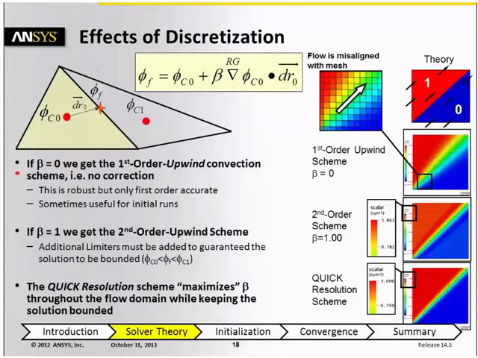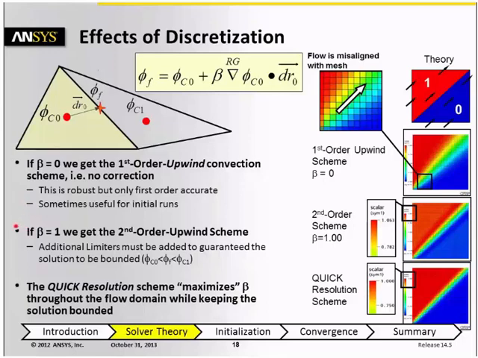First, imagine that beta is equal to 0. In this case, then, the face value is equal to the value of the upstream cell, and this is what happens in the first order upwind discretization scheme. This scheme is robust, but it is only first order accurate, and so it's mainly useful for initial runs.